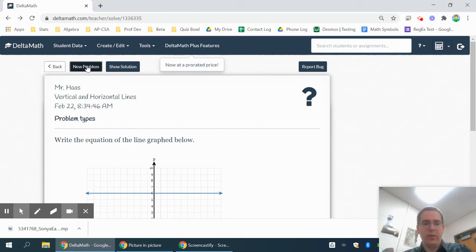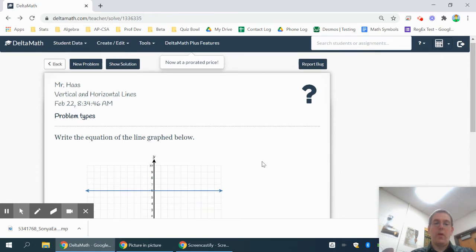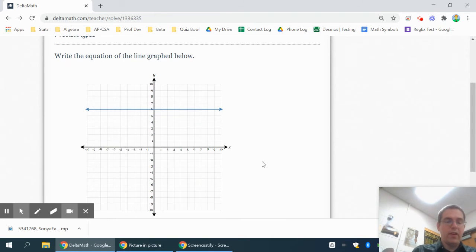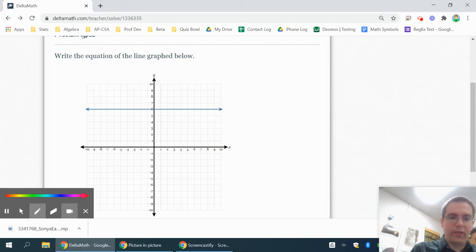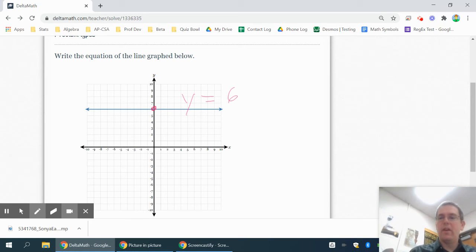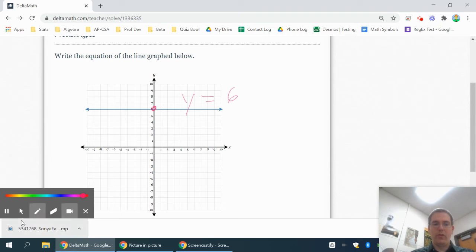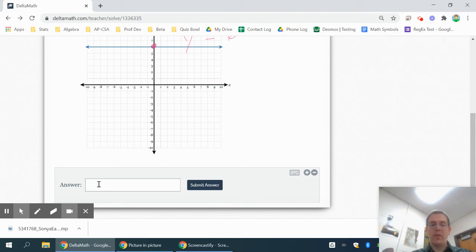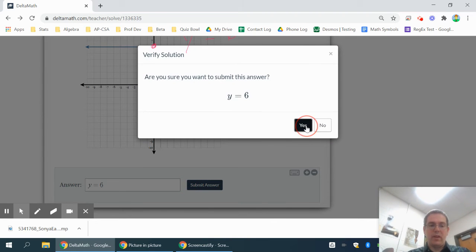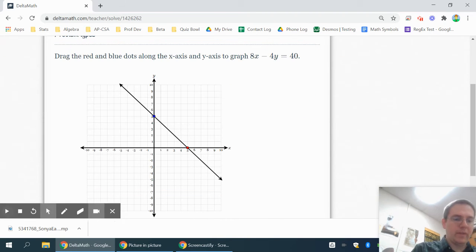Okay, let's look at another one. This one, we're writing the equation of the line they gave us. So that crosses at 6, and since it touches the y-axis, that's y equals 6. So this gives you the idea of what you're going to be doing on these. Some of them, they're going to be giving you the equation and asking you to graph it like the last one. Some of them, they'll be giving you a graph and expecting you to get an equation. We'll go ahead and look at some examples from the next section, I think.